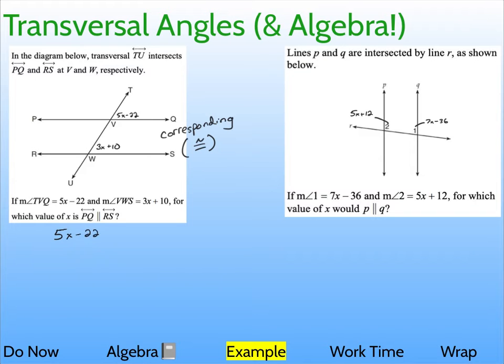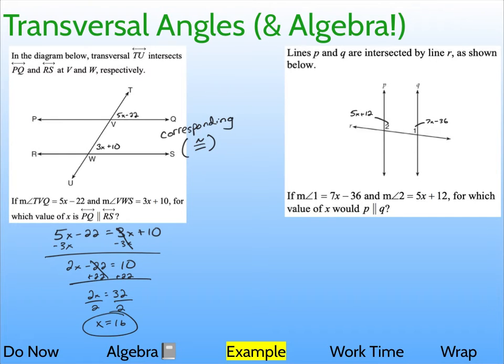So we have 5x minus 22 equals 3x plus 10. So let's get those x's on one side first. I'm going to subtract 3x from both sides. That cancels out. We get 2x minus 22 equals 10. Add 22. Those cancel. We get 2x equals 32. Divide by 2, and then x equals 16. So we glance back at the problem, and it says for which value of x, which means we're done. We already have the value of x, it's 16. So there's our answer.